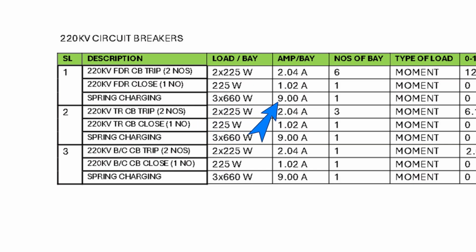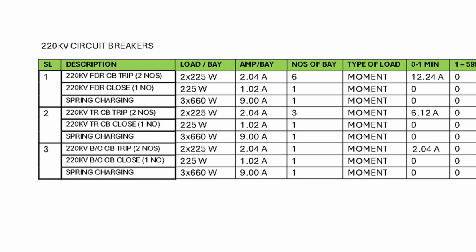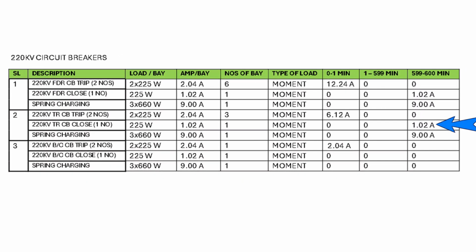And after that, we have to switch on at least one 220 kilovolt transformer. And for that, again, we have taken that ampere for the closing coil and that ampere for the charging motor. And when bus differential operates, all the feeders trip simultaneously. So this is the tripping current of all feeders. This is the tripping current of all transformers. And this is the tripping coil current of the bus coupler.